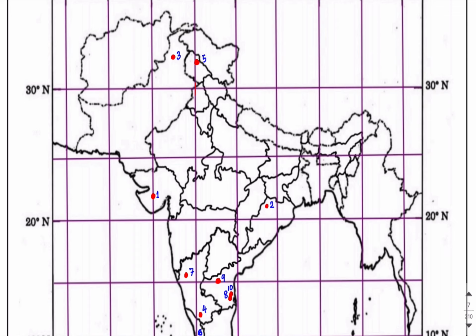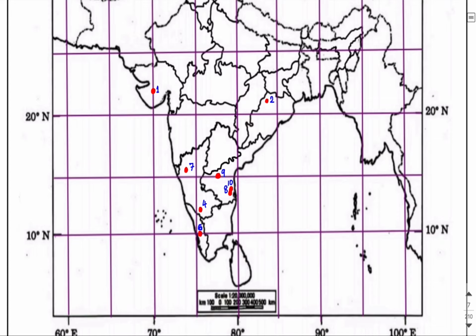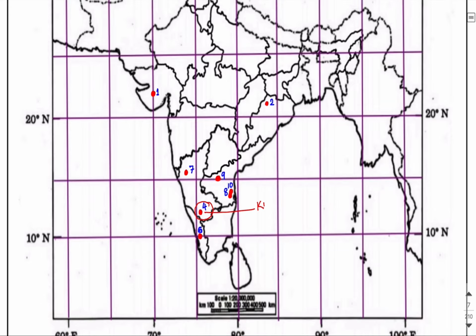Now let us move on to the fourth site. This is in Karnataka. If you have to name it, this is Kibbanahalli, right? Now in which district is it present? It is in the Tumkur district of Karnataka, right? Karnataka.